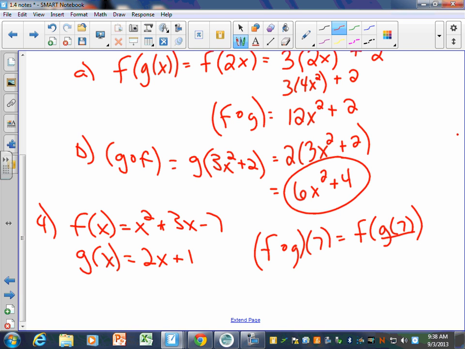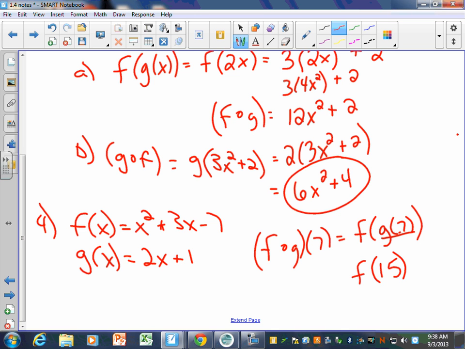So can you do g of 7? What would g of 7 be? Yeah, because 7 times 2 is 14. 14 plus 1 is 15. Oh, you can tell I just made this up because this is a pretty big number now. And now you just do f of 15.